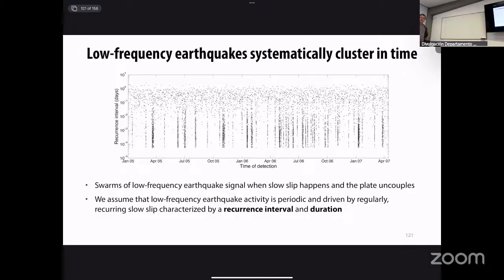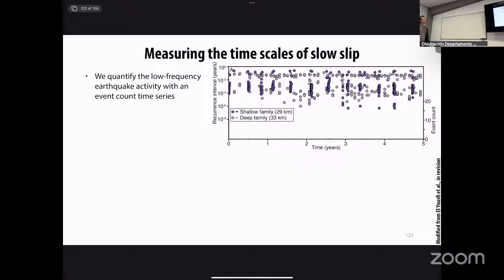So what we can do is make a very big assumption. If the timing of these bursts is a little messy, we're just going to assume they have a single recurrence interval and a single duration. And we're going to try and measure these two timescales of slow slip. So here are our two example families over 5 years from Japan. So we're looking at the recurrence interval of these two low frequency earthquake families. One of them is slightly deeper than the other. And we can see different behaviors.